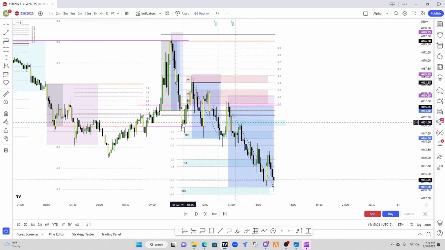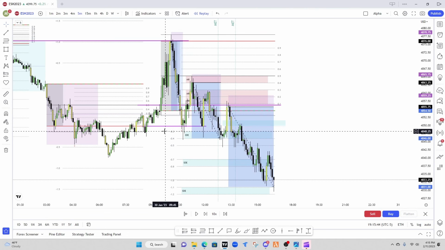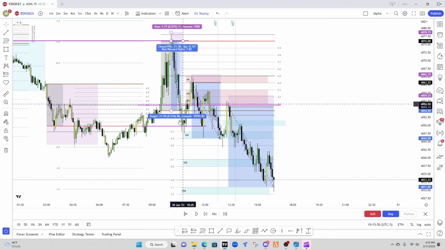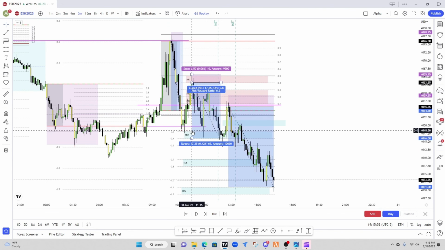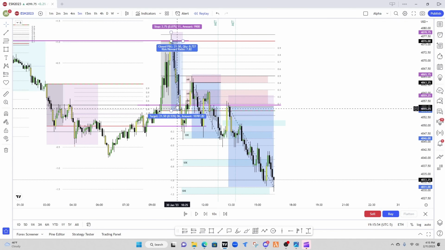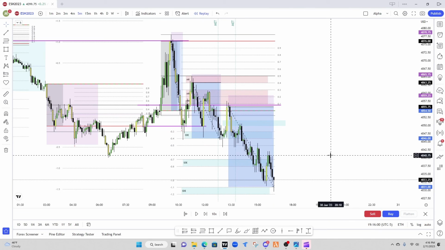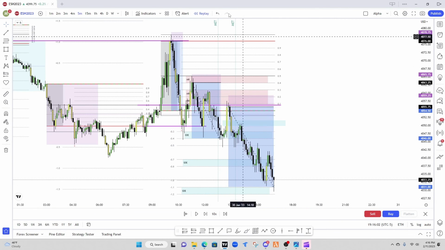Multiple rejections here. You could have taken a long here. Would have been nothing wrong with that. Could have put your stop 2 ticks below. Might have gotten wicked out on this candle here, but you could have taken that. But I don't trade against the confirmation, so I was not looking for anything that was going to be long. I always looked for shorts for the day, which, as you can see, was a very good idea to do for the day.